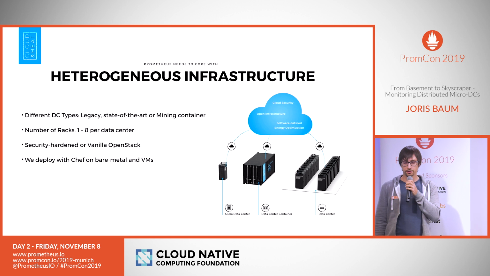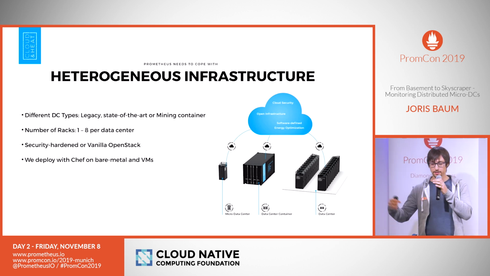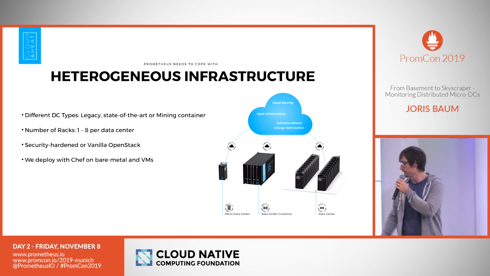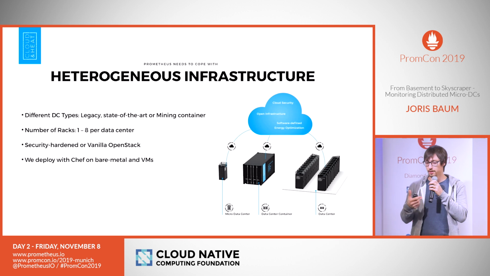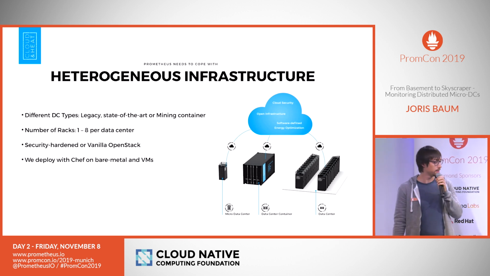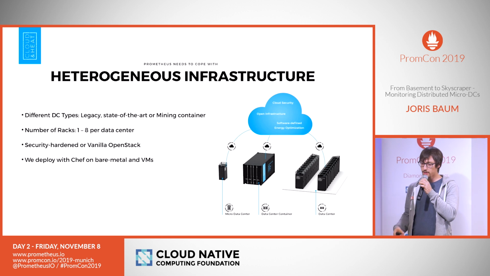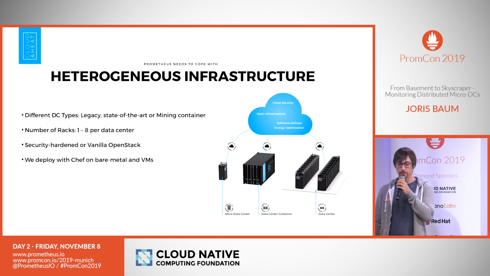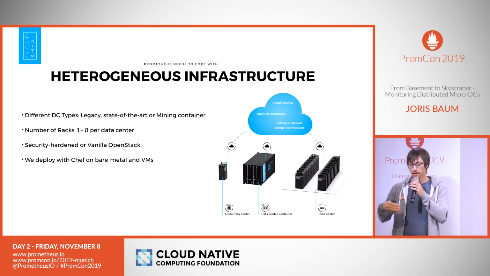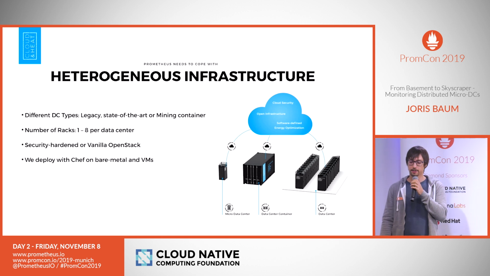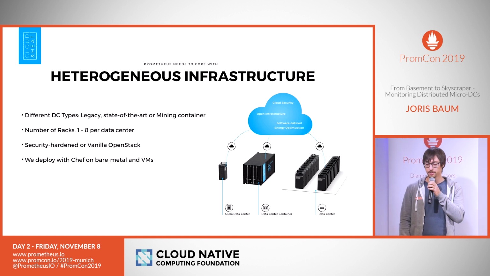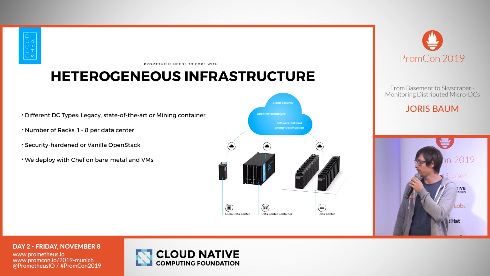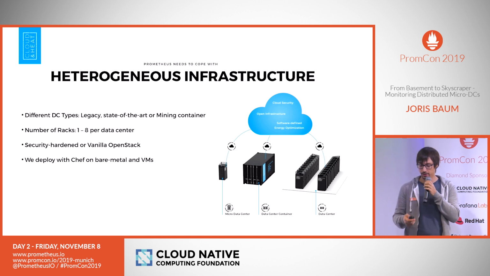So we have a very heterogeneous infrastructure. We have a bunch of different data center types, with the newest addition being containers. We have a legacy data center, and we also have state-of-the-art data centers. Prometheus needs to be ready for all of those types. We have a big variety of racks per data center. We have different OpenStack versions, and what's maybe also special in our case compared to yours is that we deploy on bare metal and on VMs with Chef.